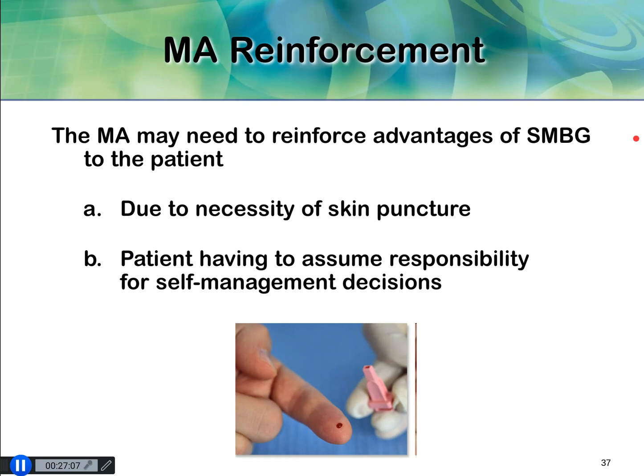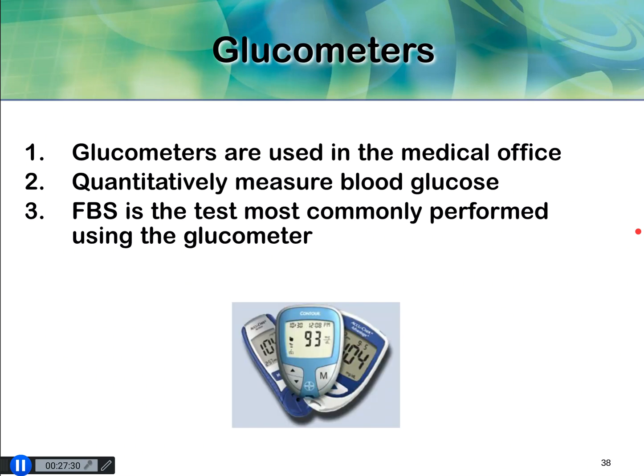So often the MA needs to reinforce the advantages of the blood glucose testing to the patient, because they have to puncture their skin, right? So the patient has to assume the responsibility for their self-management decisions. So we have to kind of help them feel confident in that.